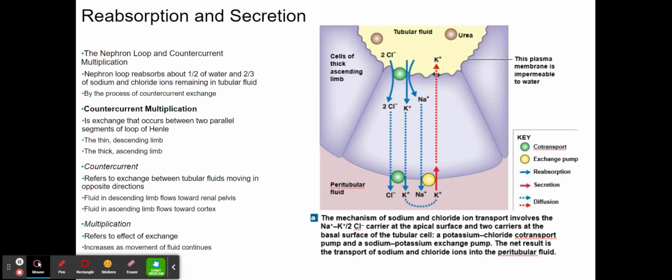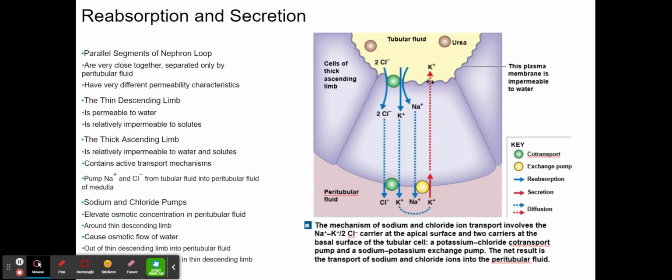Countercurrent refers to the fact that the exchange takes place between the fluids moving in opposite directions. Tubular fluid in the descending limb flows towards the renal pelvis, while tubular fluid in the ascending limb flows towards the cortex. Multiplication refers to the fact that the effect of the exchange increases as movement of the fluid continues. The 2 parallel limbs of the nephron loop have very different permeability characteristics. The thin descending limb is permeable to water, but relatively impermeable to solutes.